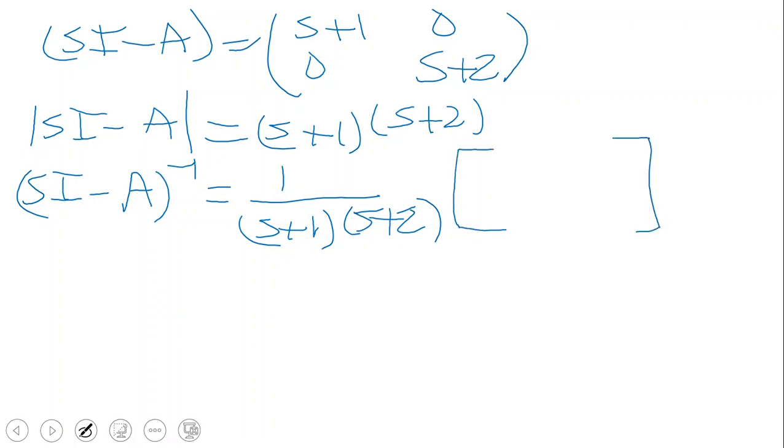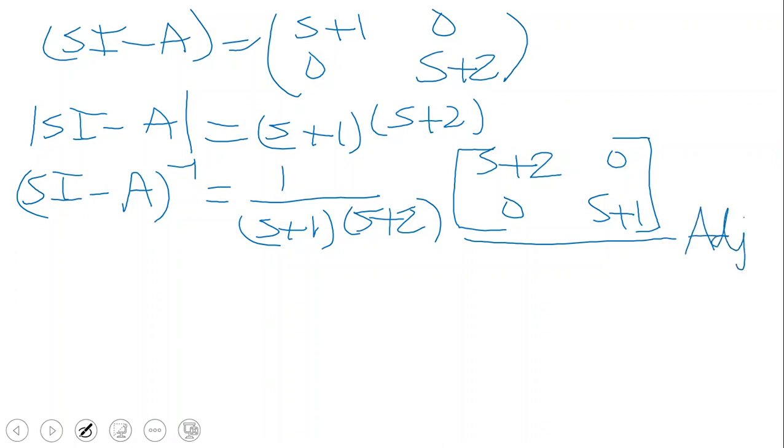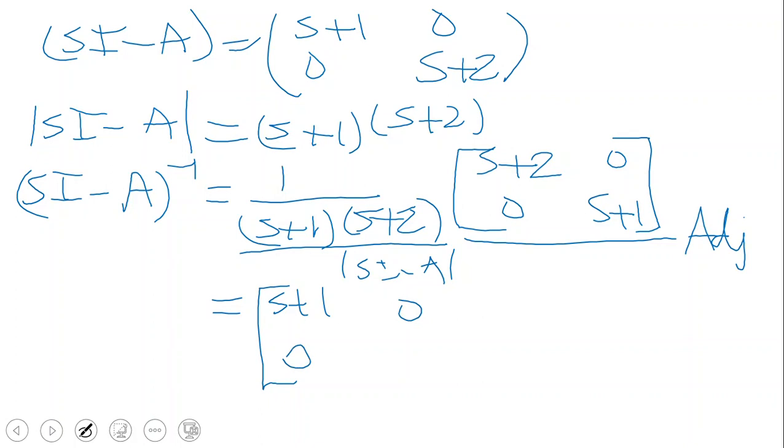How to find out the adjoint of (sI minus A)? Interchange the diagonal elements, change the signs of the off-diagonal elements. So that is what I have done here. This is your adjoint matrix, the adjoint of (sI minus A), and this is your determinant of (sI minus A). Therefore, (sI minus A) inverse is finally, if you simplify, s plus 1, 0, 0, s plus 2. Now what we need is x of t.